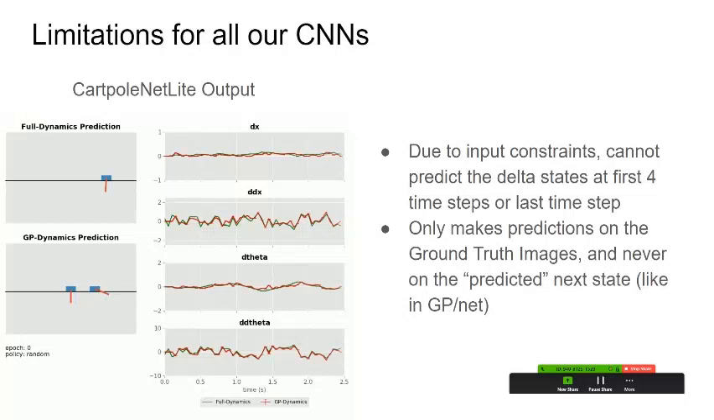While working on our project, we realized several limitations to our neural networks. First, we cannot make predictions at the beginning of an epoch or at the end because our neural network requires a sequence of before and after images. Second, due to how the test data is structured, our neural network cannot make predictions on its previous predictions, unlike in Gaussian processes. This is because we also take in an after image as our input.